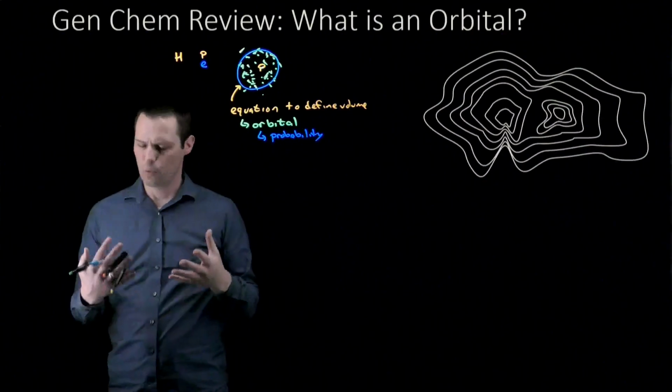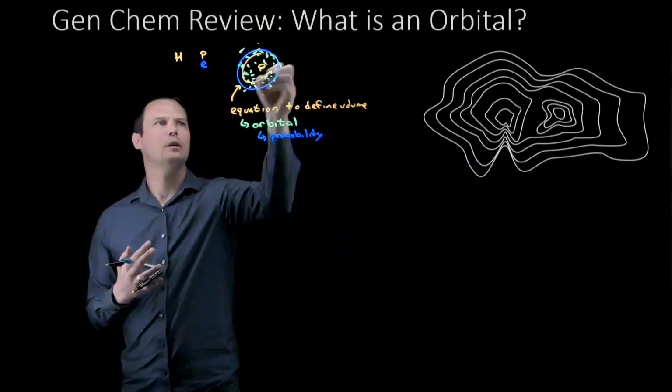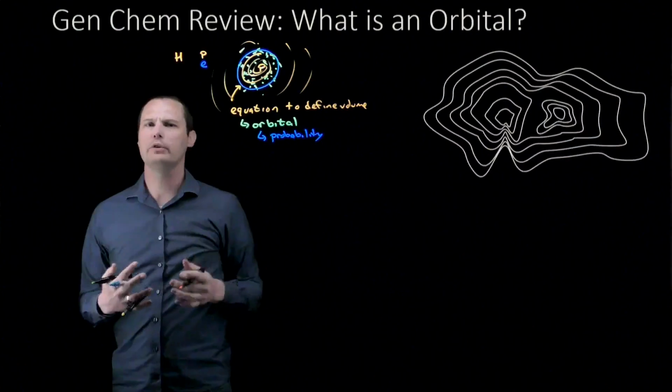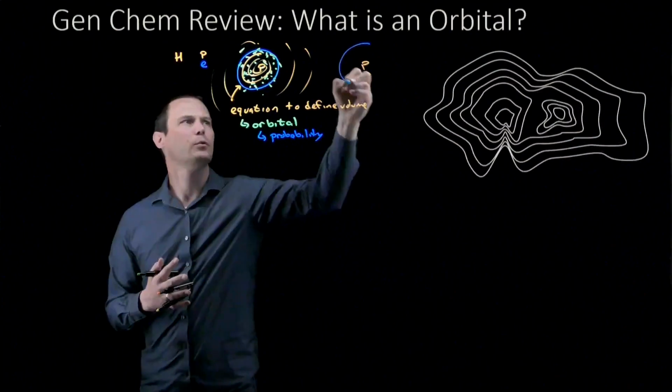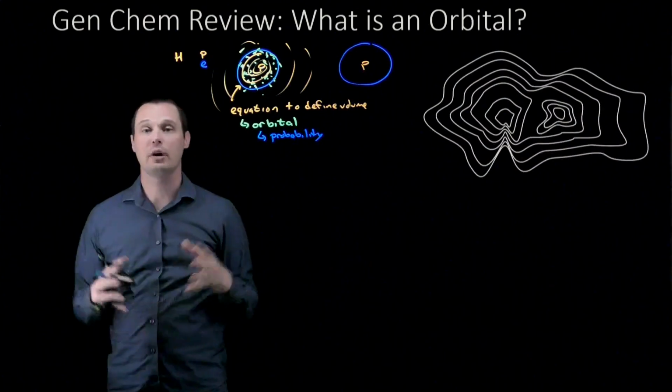contour map. Why is it the world's worst contour map? Because it only has one contour. I mean, we could draw other contours, right? We could draw contours closer to the center. We could draw contours further out, but we only draw one contour. So an orbital is a contour around a nucleus that defines the probability of finding an electron within that volume.